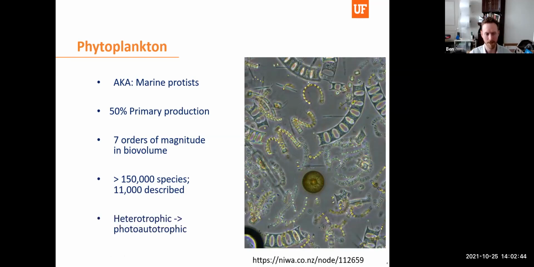And then they can have a diversity of lifestyles. Phytoplankton generally are seen as photoautotrophic, and so they do primary production through photosynthesis. But dinoflagellates and small naked flagellates can live heterotrophic lifestyles and even mixotrophic lifestyles where they can adapt whether they use photosynthesis or capture prey or capture large molecules for their carbon acquisition.